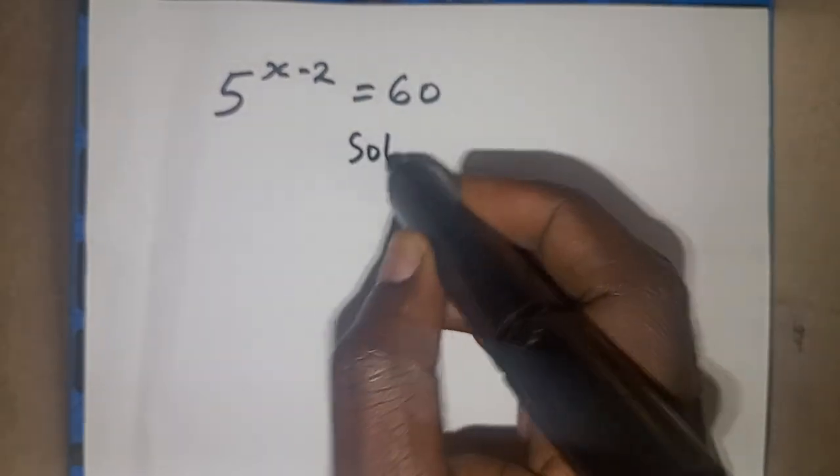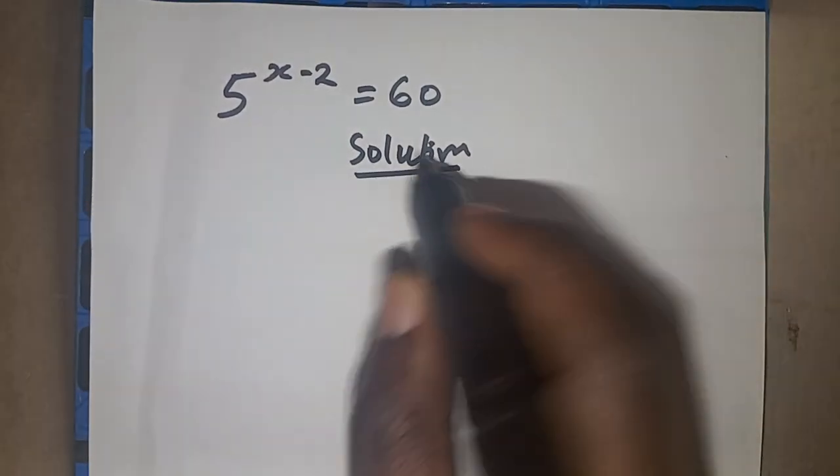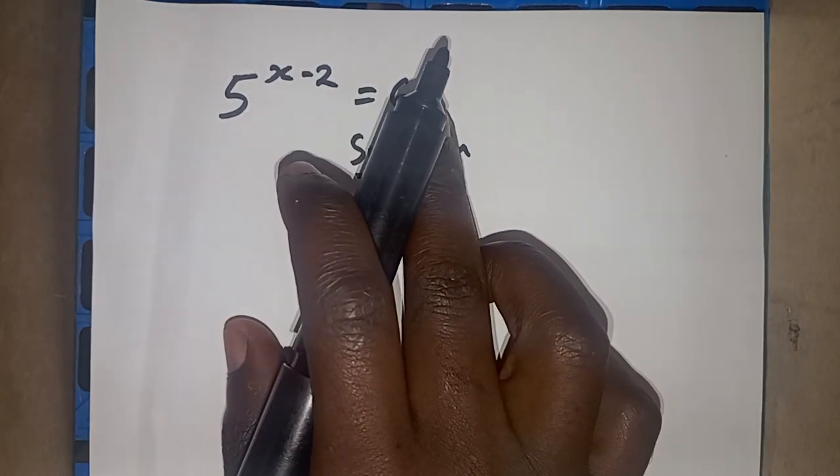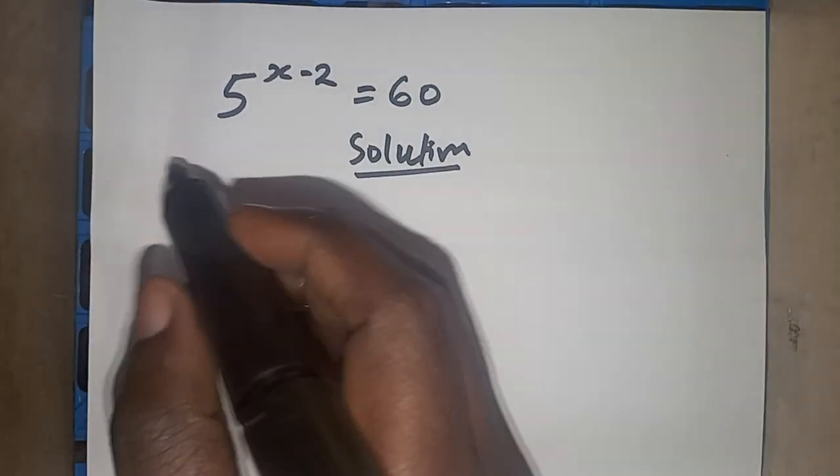We are asked to find the actual value of x. When you substitute here, the output should be 60. Let's do the testing.